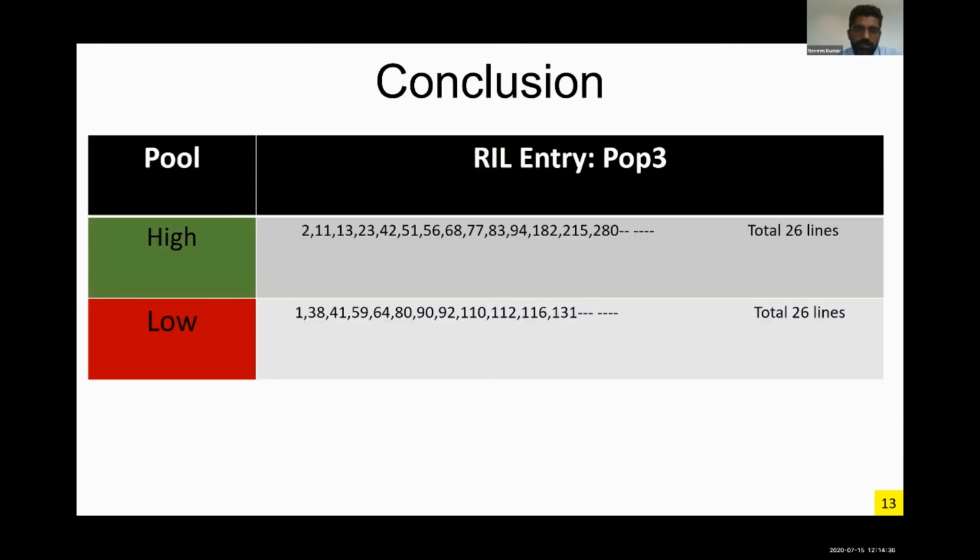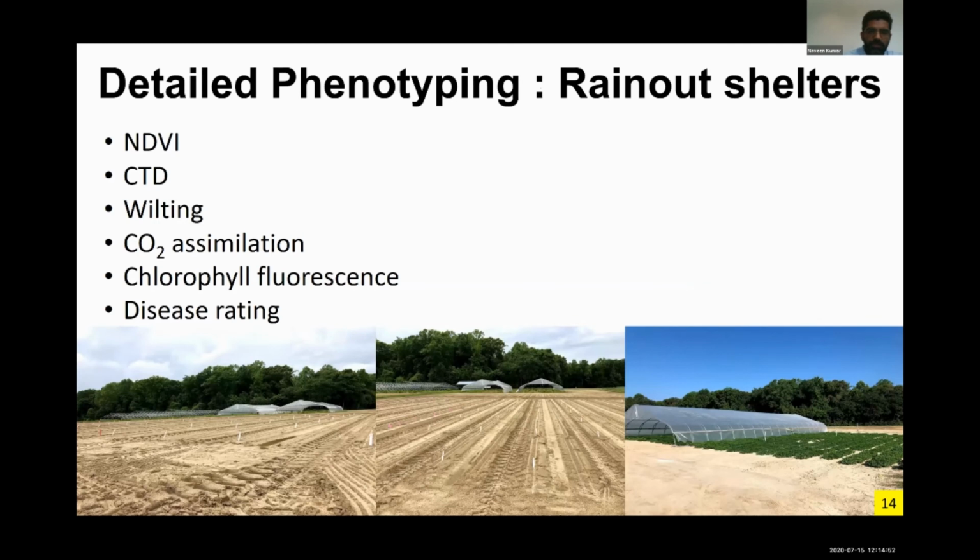So moving towards what we have concluded from population 3 based upon the PCA analysis, we have selected around 26 entries for each pool, designated as high and low. And these entries are now put forward for detailed phenotyping in the rainout shelter, with more data collection on visual ratings like wilting, carbon dioxide assimilation, chlorophyll fluorescence, and disease rating.